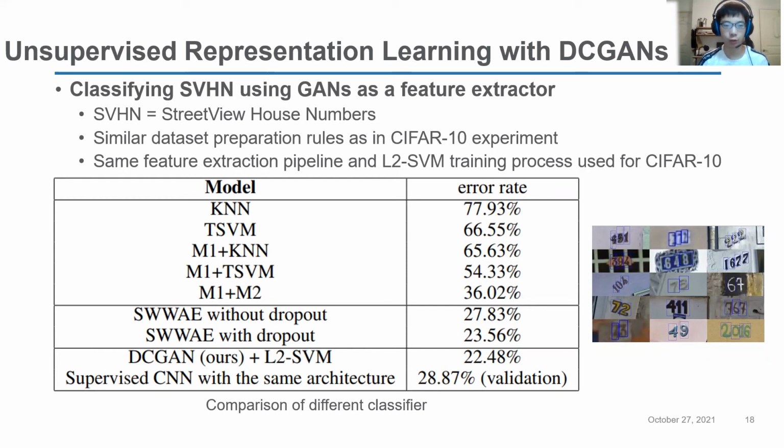Moreover, they also validate that the CNN architecture is not the key contributing factor of the model's performance. They trained a purely supervised CNN with the identical architecture on the same dataset, but got a significantly higher 28.87% validation error rate. So the key contribution must not be the CNN architecture, but the extracted features of DCGAN.